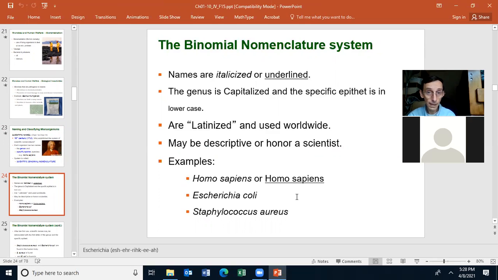All scientific names are Latinized and used worldwide, meaning the same species name is used wherever you are in the world, whatever your language is. So everybody in the world uses the term Homo sapiens. Some examples, obviously Homo sapiens for humans, Escherichia coli for E. coli, Staphylococcus aureus for Staphylococcus aureus.